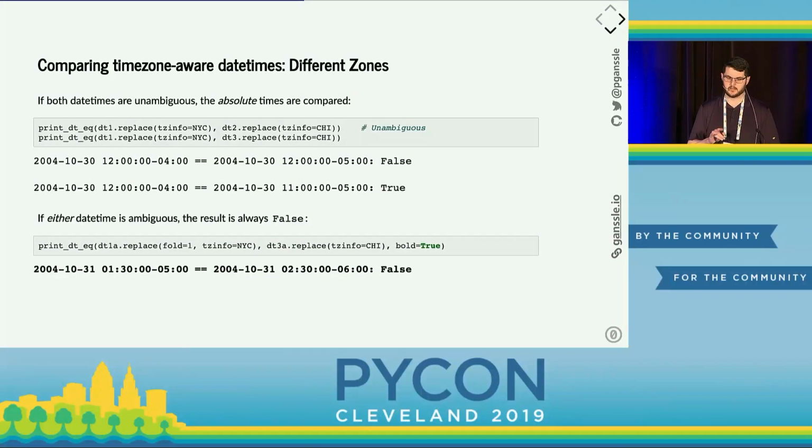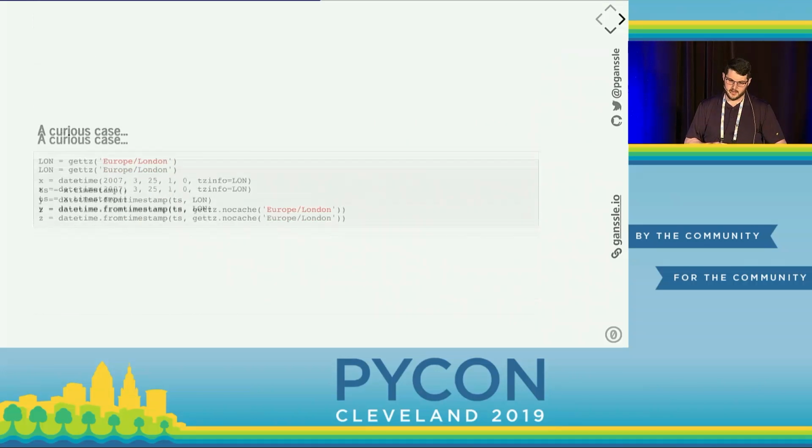In the case of different zones, then they will just be converted to UTC and compared. So that's maybe more what you would expect, except when either datetime is ambiguous, in which case it just is, like, whatever, it's false. I don't know. And I don't actually know why this is. It has something to do with hash invariance, and I'm sure that it has a very good reason, because the people involved thought about this a lot.